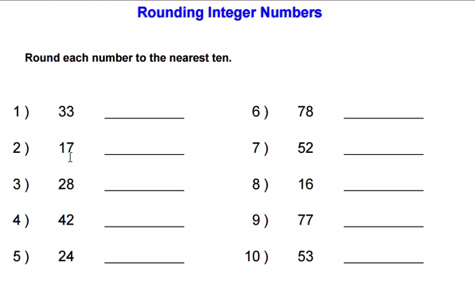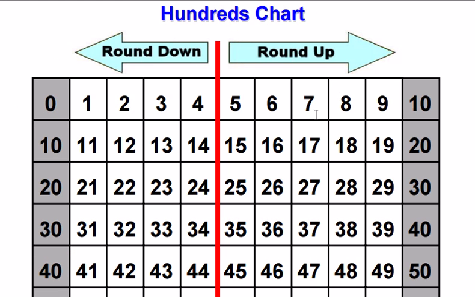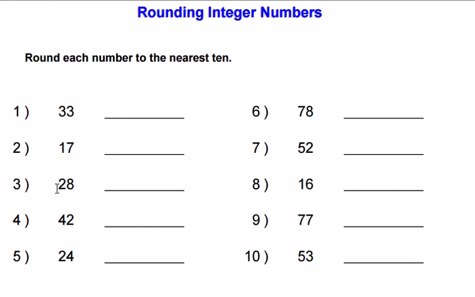For number 17, we have a 7 in this place. So when our rules sheet says if we see it on this side of 5 and up, then we're going to round it up. So the number here actually on the chart, which is 17, we're going to round it up to 20.